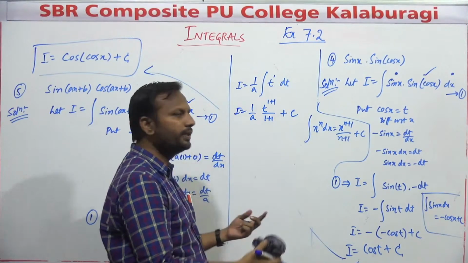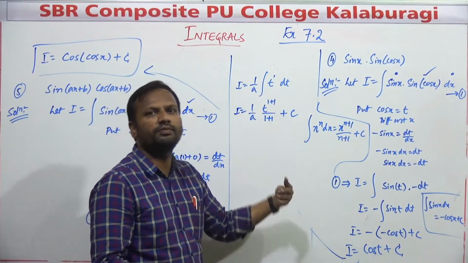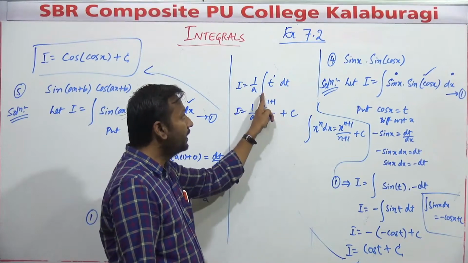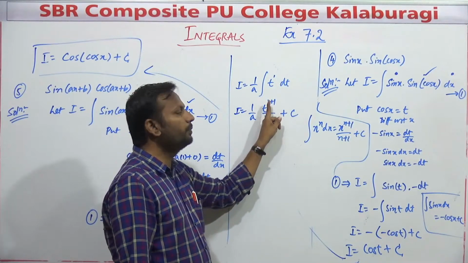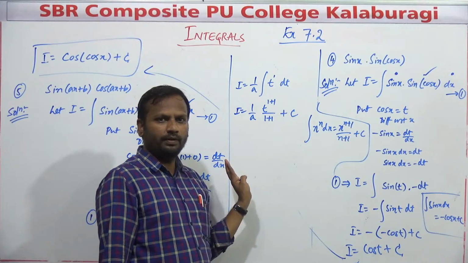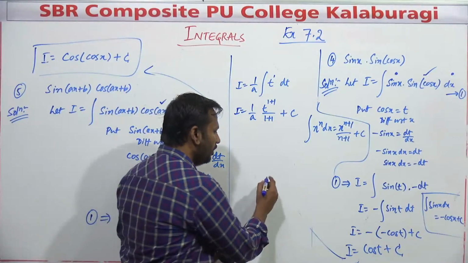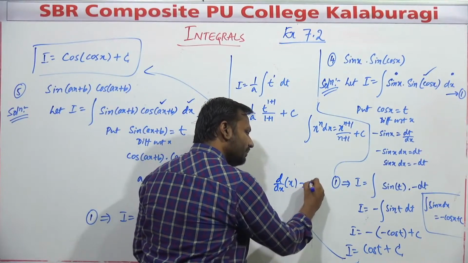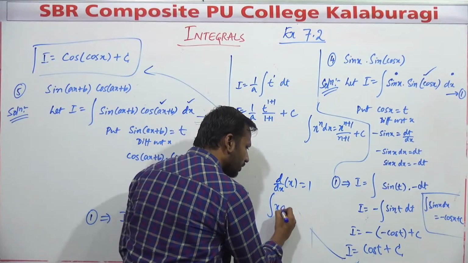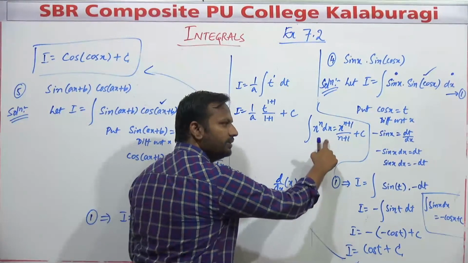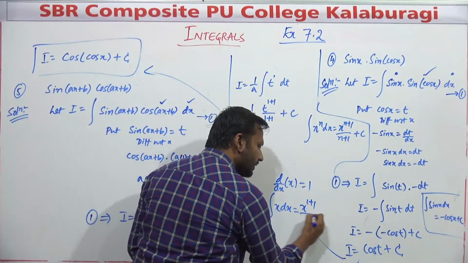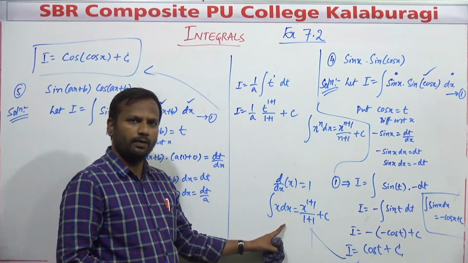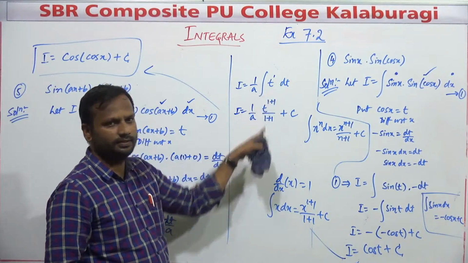Most of the students write it as 1. Differentiation of t is 1 with respect to t. But integration of t is t to the power 1 plus 1 by 1 plus 1. Got it? Differentiation of x is 1, we agree. But integration of x is in this format: x raised to 1 plus 1 by 1 plus 1. In this way we have to write. So that's why I have written like this.